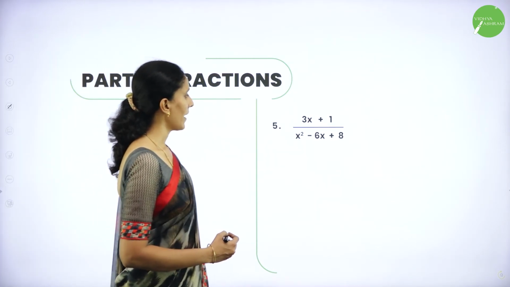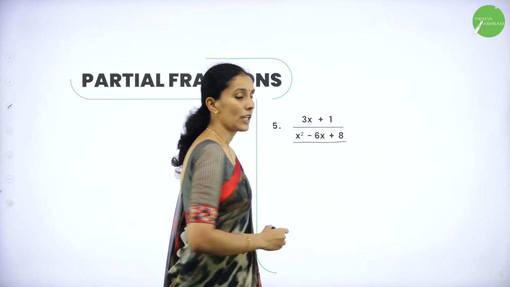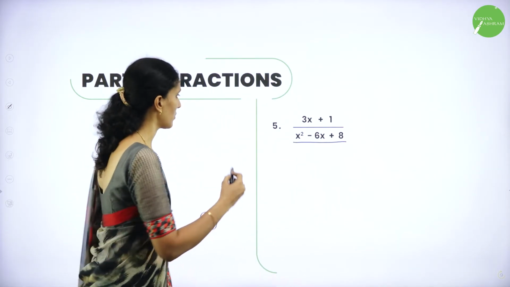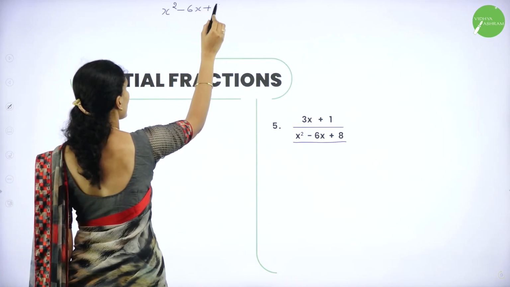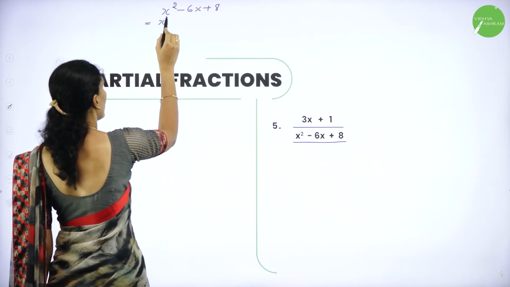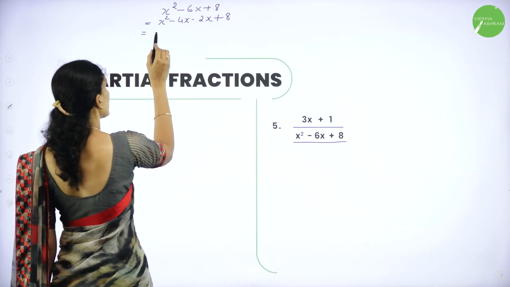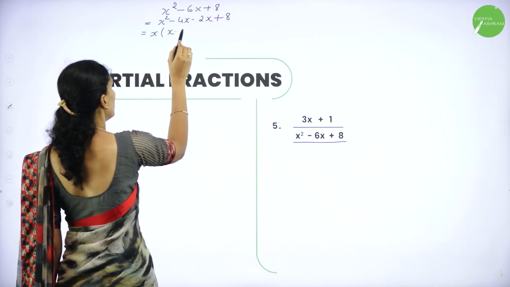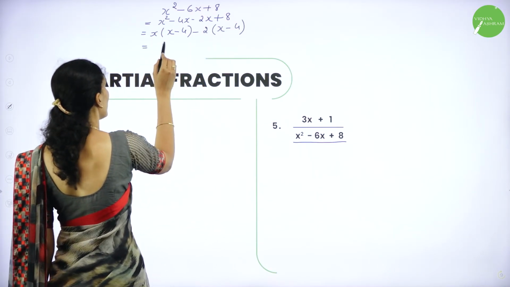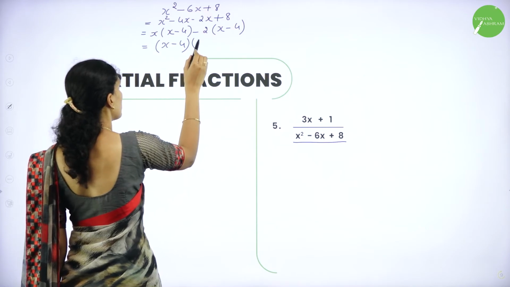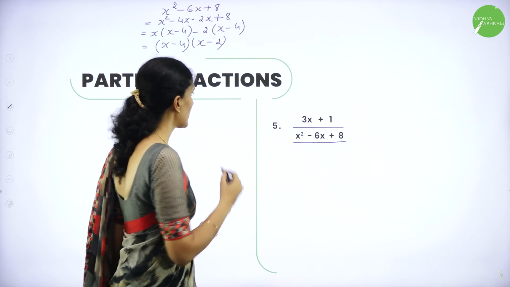3x plus 1 by x square minus 6x plus 8. So I said if you have any quadratic, then split them into linear factors. So let me split this x square minus 6x plus 8. This can be written as x square minus 4x minus 2x plus 8. So you take x as a common factor and here 2 as a common factor, and you will get x minus 4, x minus 2. So the concept of splitting the middle term. So the same thing here.